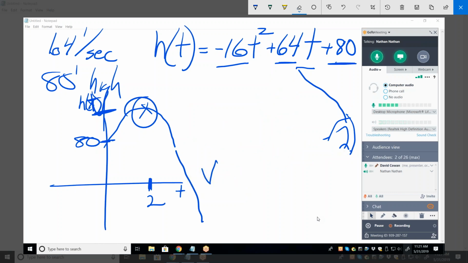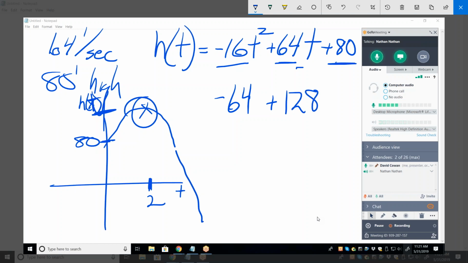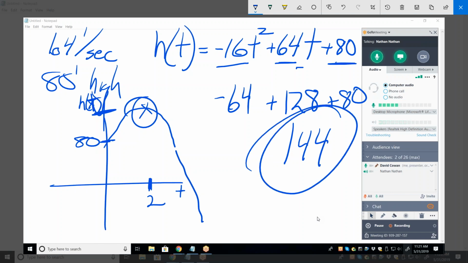So if we plug in 2 for t, the first is going to be the t squared. So that's going to be 2 times 2, which is 4, which is negative 16 times 4, which is negative 64, plus 64 times 2, which is 128, plus 80. So 208, negative 64 plus 208, which is 144. That's the height. That is at 144 right there, which would end up being the final answer.